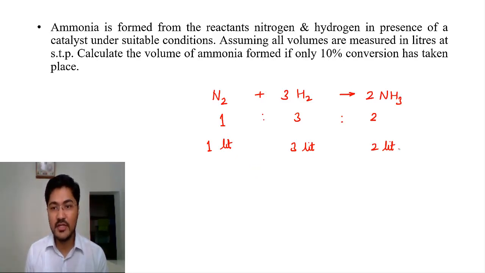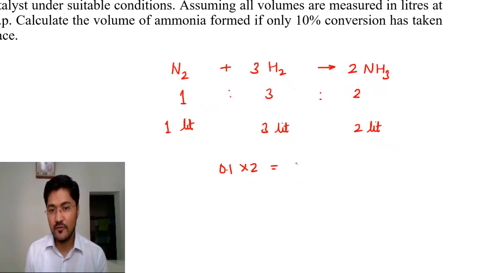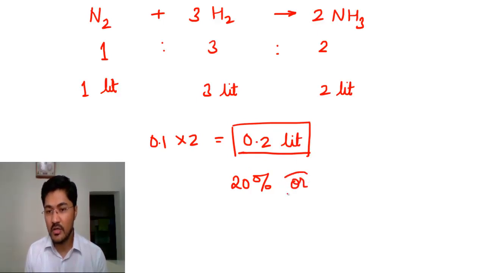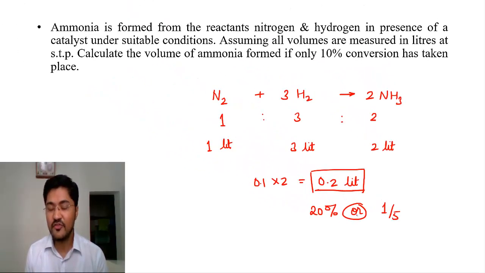Now in total we are using 4 liters and 2 liters is being formed. So the total ammonia that will be produced is basically, when we talk in terms of percentage conversion, 10% of 2 liters, that is 10% of 2 liters would be 0.2 liters. And as per 100% we can say it to be 20% or 1 by 5. So this is your final answer, and this is a trick question, so please keep in mind what you are asked and how you are supposed to do this.